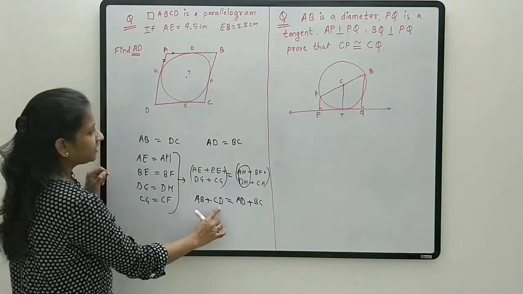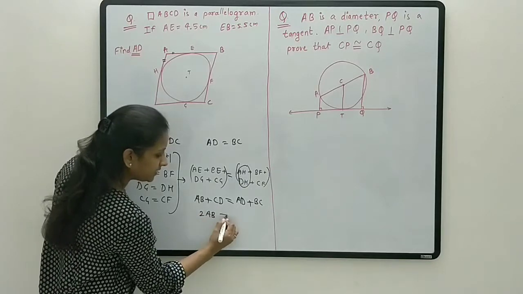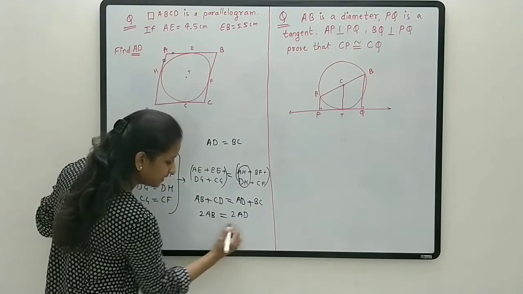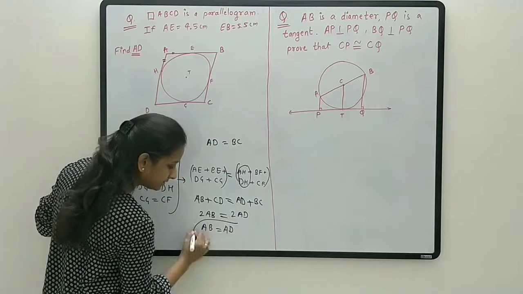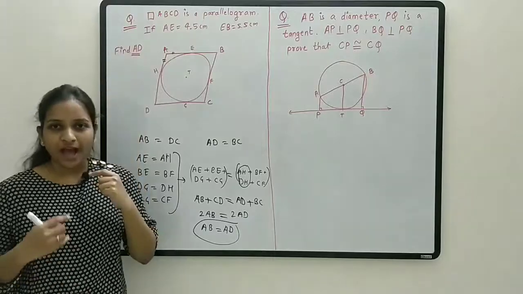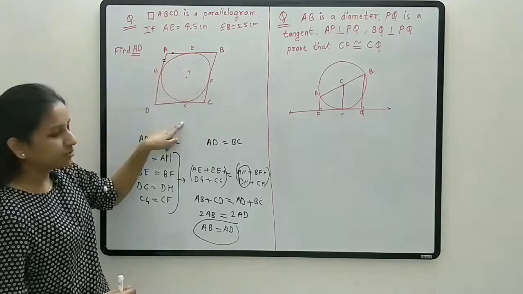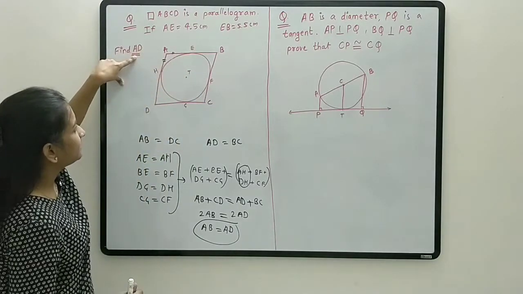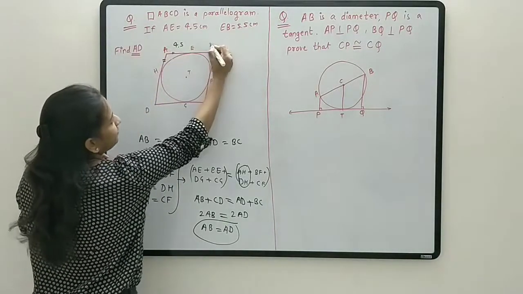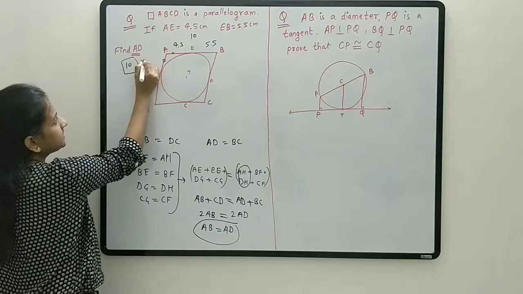Now AB plus CD, and instead of CD we can write AB again, so it's AB plus AB, 2AB, is equal to AD plus, again replacing BC with AD, 2AD. So we can say AB is equal to AD. Adjacent sides of the parallelogram are equal, which means the parallelogram is a rhombus. All four sides are equal. Now we have to find AD. So AD is equal to AB. AE is 4.5, EB is 5.5, so the total length is 10. So AD is also 10 centimeters.